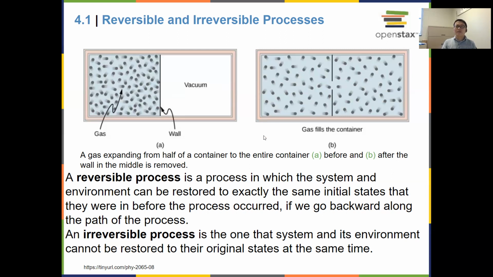So most of the processes, or I should say all the processes that happen in the universe, are irreversible, because you can have the system itself return to the initial state, but you will have the surroundings changed. Okay. So that's what happens in reality. So reversible processes practically don't exist.